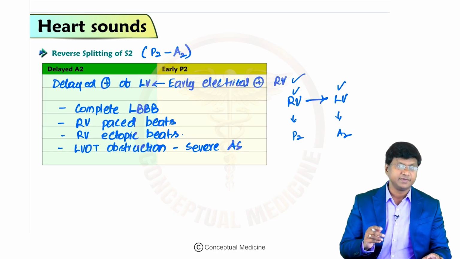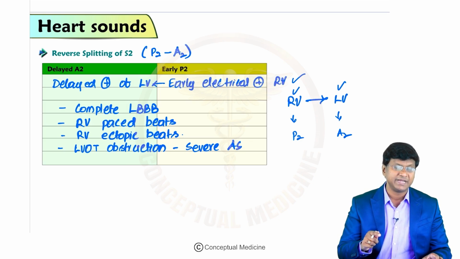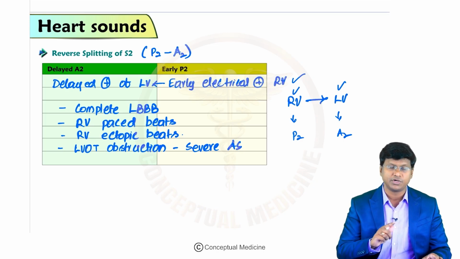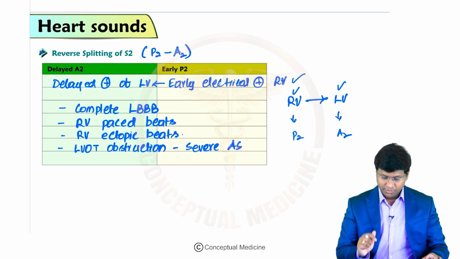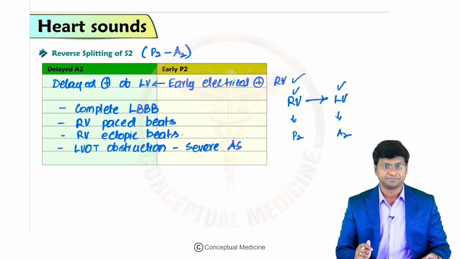So please remember, in patients with severe aortic stenosis you will have P2 first and then A2 later, but in mild to moderate aortic stenosis you will not have reverse splitting of S2. Only in severe aortic stenosis will you have this scenario.